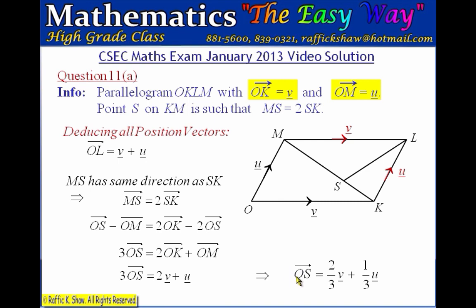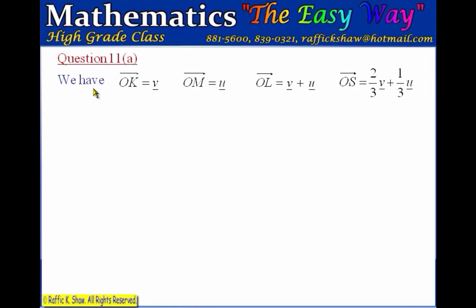And so we now have the position vector of S and can proceed to answer the questions because we have the position vector for each point in the system. So now we can proceed to answering the questions. What we have so far is the position vector of K, which is v, the position vector of M, which is u, the position vector of L, which is v plus u, and the position vector of S, which is 2/3 v plus 1/3 u.